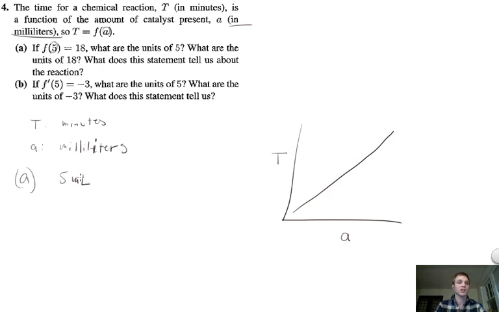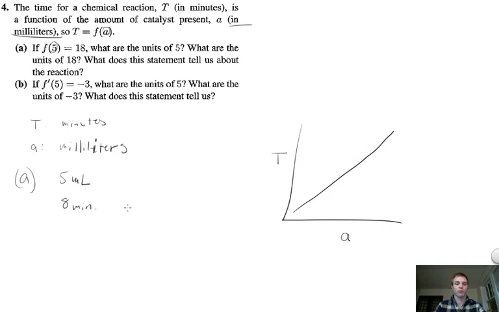What are the units of 18? Well, so f of A equals T, right? We see that here, so f of A must equal T. So 18 is the same as T, and we're told that T is measured in minutes, so that's 18 minutes. Okay, and then what does the statement tell us about the reaction? Well, it says if we have 5 milliliters of catalyst present, our reaction takes 18 minutes.